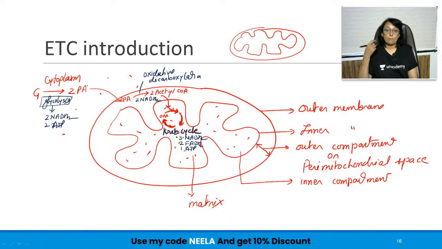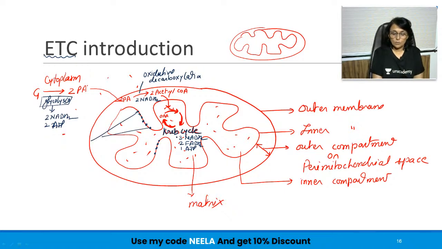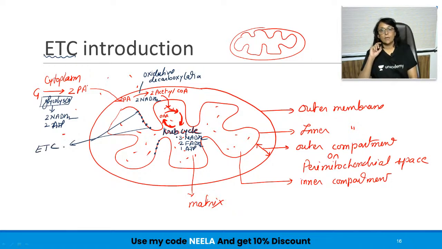The next step, which we call the electron transport chain, is going to take place in the inner mitochondrial membrane. That means here in this part. So this is the place where the electron transport chain, or this step, is going to take place.